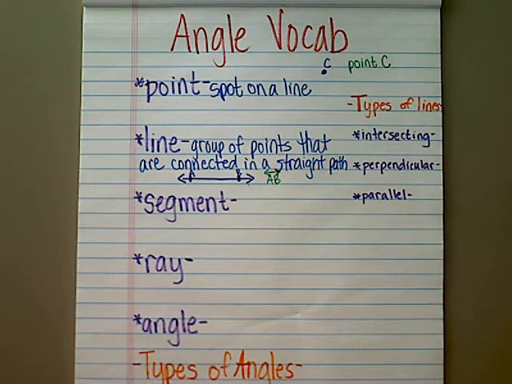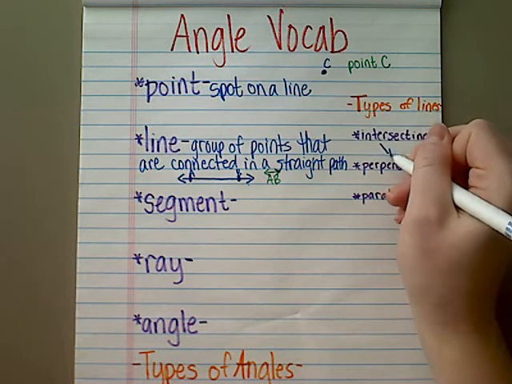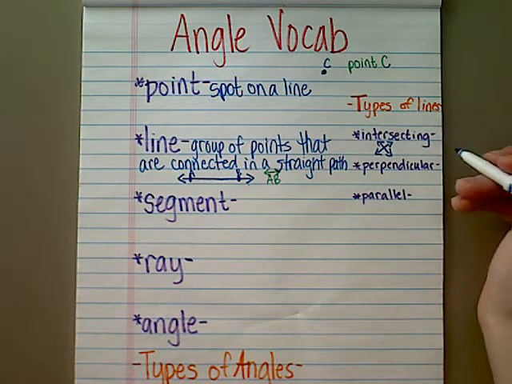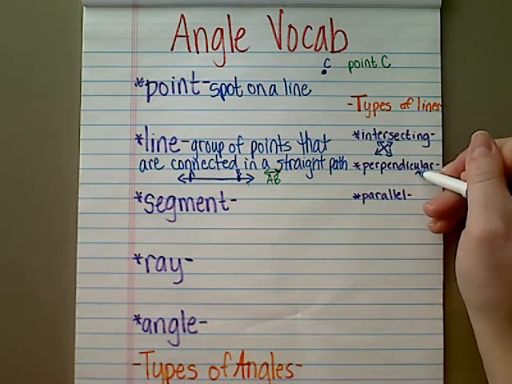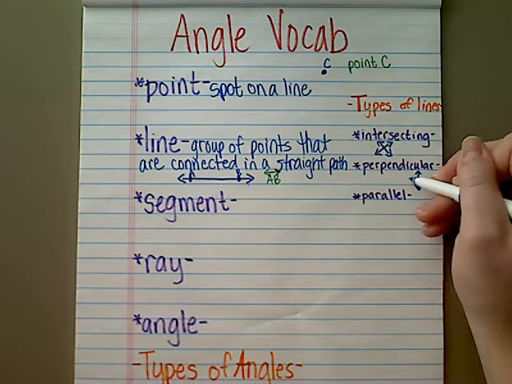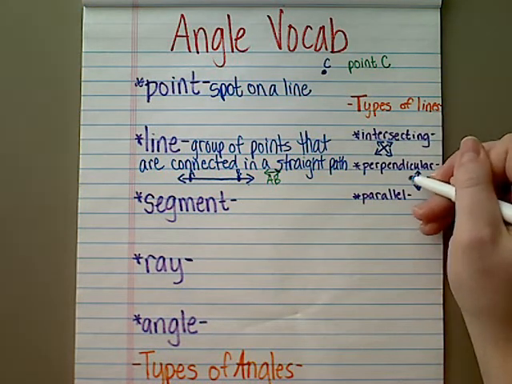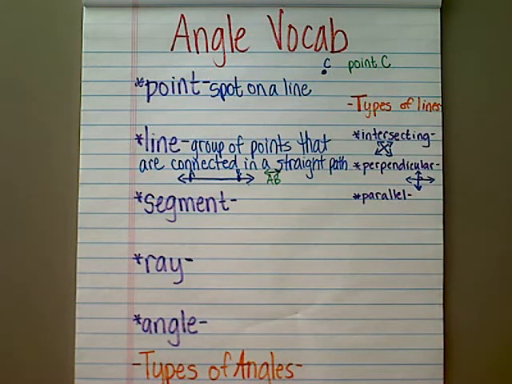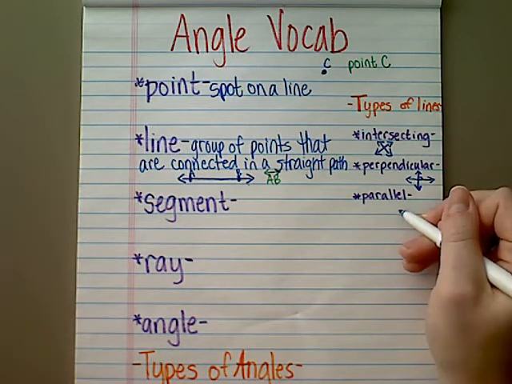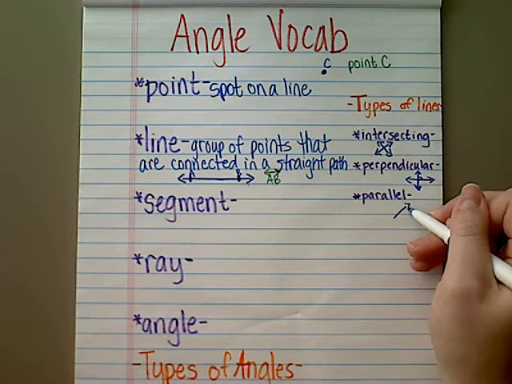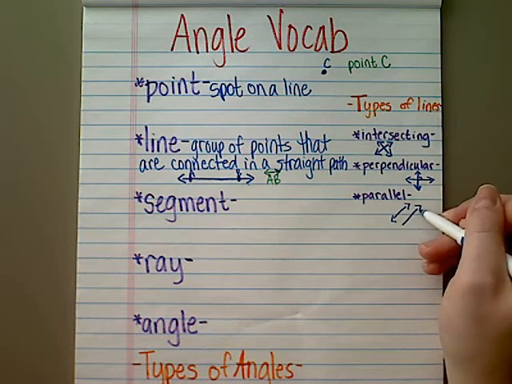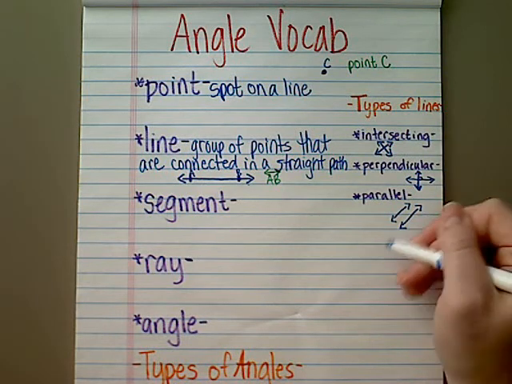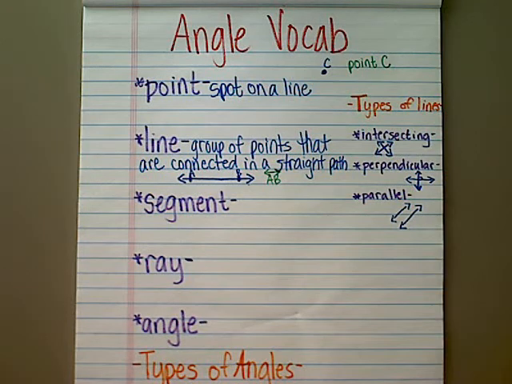Intersecting lines are lines that cross. Perpendicular lines are a type of intersecting line, but these lines cross to form 90-degree angles. So we will often see that they have the little box there to notate that it is 90 degrees. Parallel lines are a group of lines, 2 or more, that never intersect. So as long as I draw these out in either direction, they will never cross.